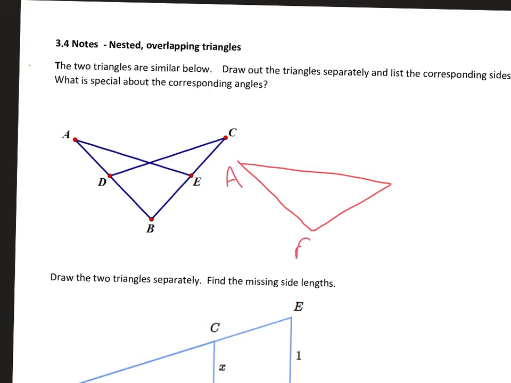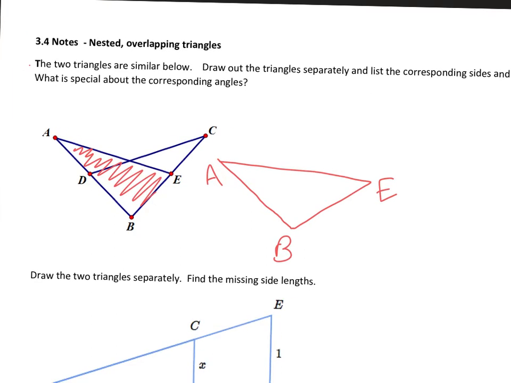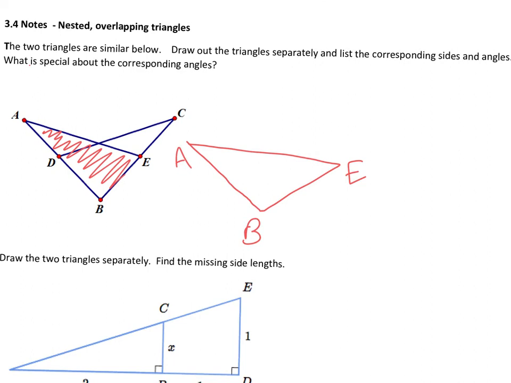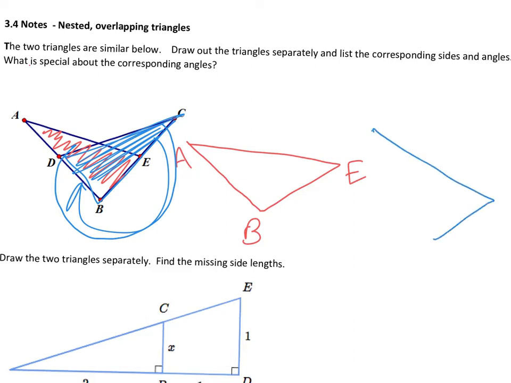So what I'm going to do is draw out A, B, E. So I took this triangle and drew it out to the side. Then I'm going to take this triangle CBD and rotate it around so it looks like ABE. If I rotate it probably like 270 degrees, I'll get the same shape, I'm just twisting it. So this is CBD.